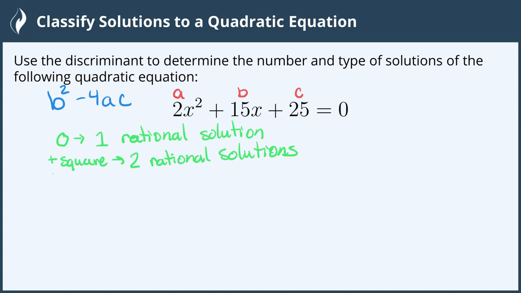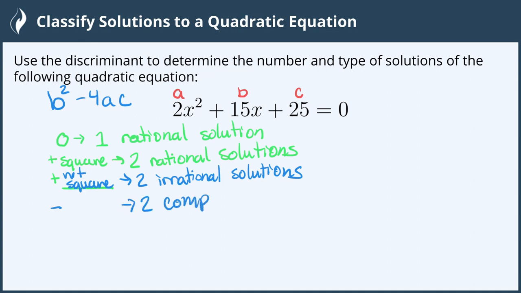If we go through the calculations and we get a positive, but it is not a square, so not a perfect square, this tells us that we will have 2 irrational solutions. And then if we go through it and we get a negative number, whether it is a square or not, it doesn't matter. This will give us 2 complex solutions. Complex meaning that I have a part of an imaginary portion of the number. Those are all of the options that we can get.